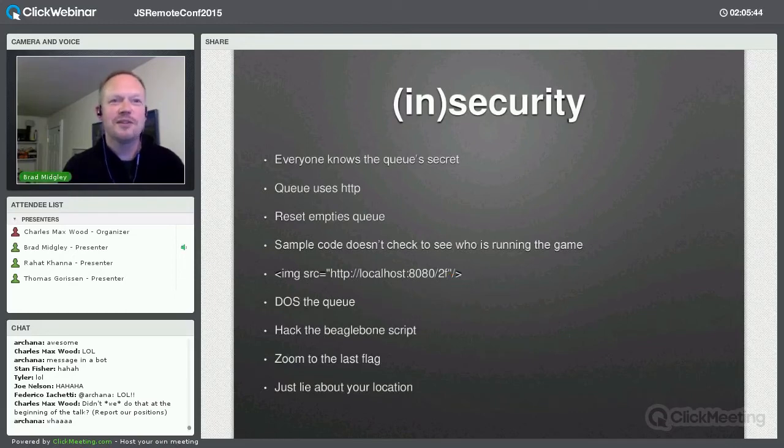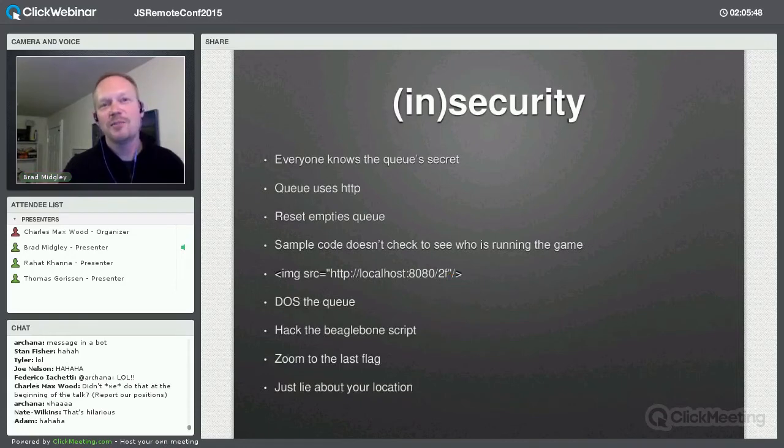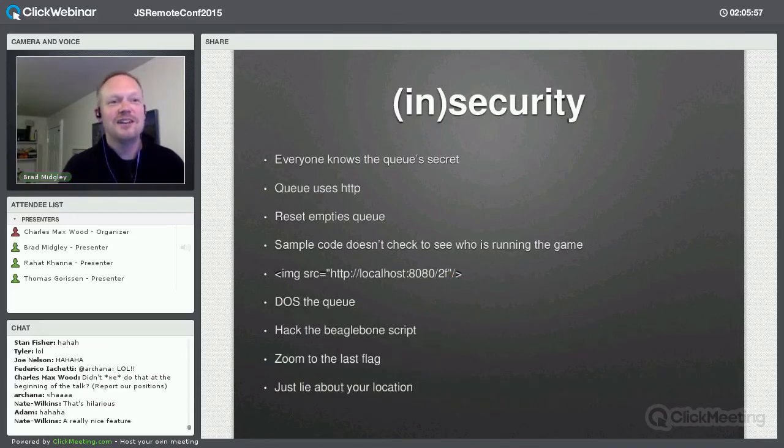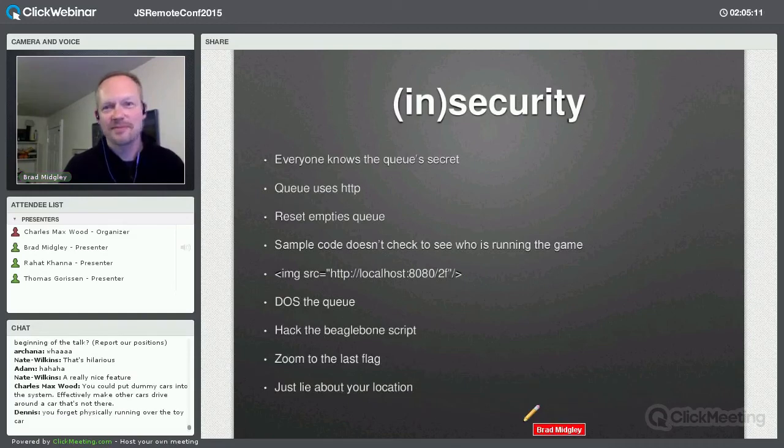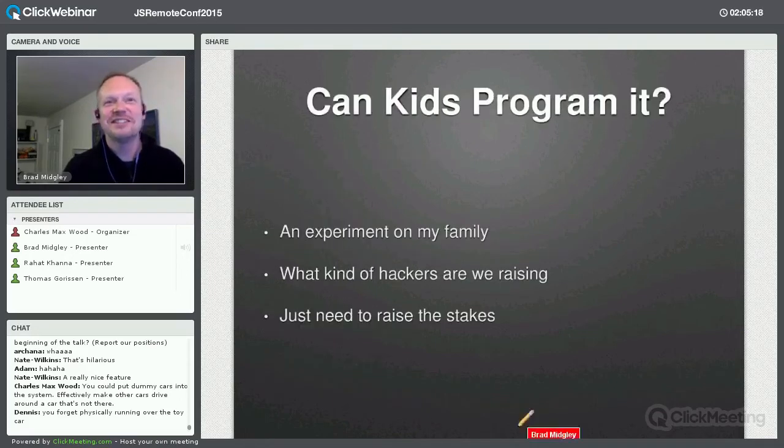You could also try to DOS the queue. You could fiddle with the Beaglebone script. There is no authentication when you connect to the Cloud9 IDE. Anyone can do anything they want. You can also announce that you're at the last location. You can just zoom to the last location in the maze, in the compass course, and you win. Or you can just claim to be there and you win. I see some good ideas coming up in the chat.